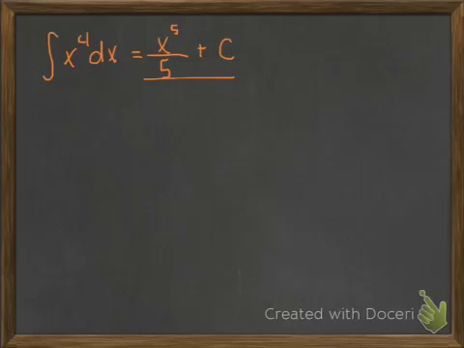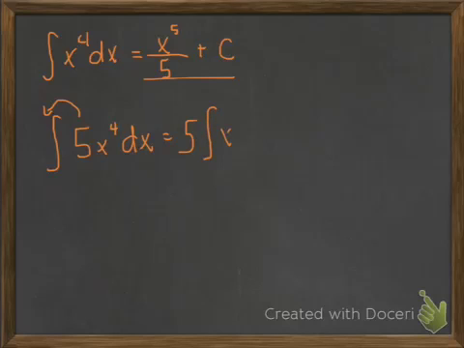Now let's look at a more difficult problem. Say we have the integral of 5x to the 4th power dx. Now what we can do here, since these act as parentheses, you can actually pull out the 5 in front. So really you have 5 times the integral of x to the 4th dx. So let's go ahead and solve this. Let's see, we have 5.